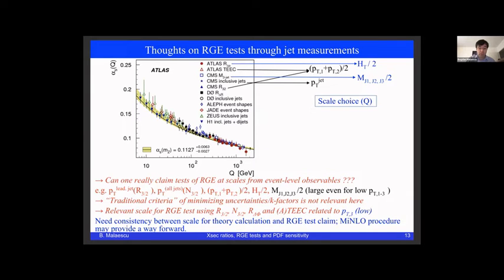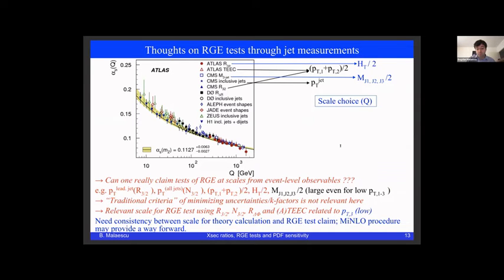Many of the points you see here would be shifted to much lower scale. In order to be able to do that, of course, we need consistency between the scale of the theory calculation and the claim we make at the end about the scale at which we have proved the RGE. And this still has to be done. This issue is not solved, otherwise this plot would look completely different. And I think here the mean law procedure may provide a way forward.